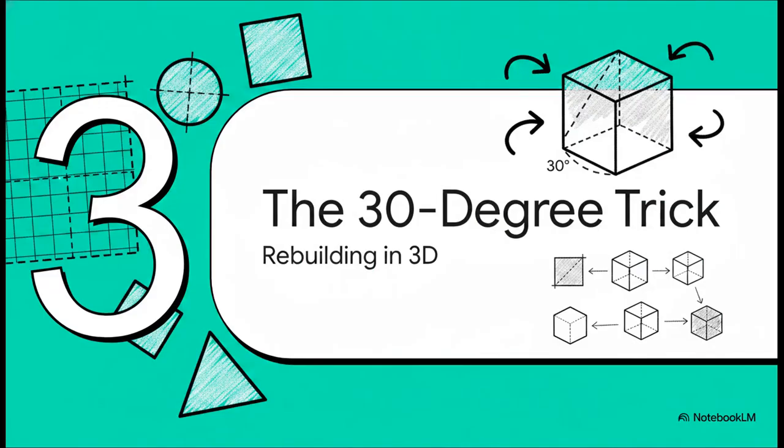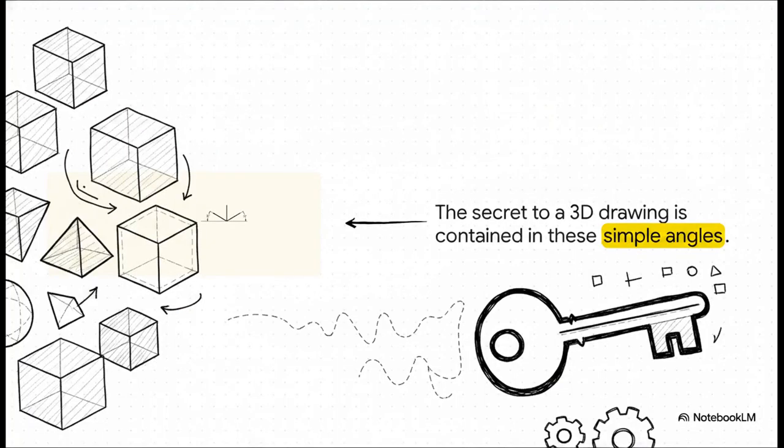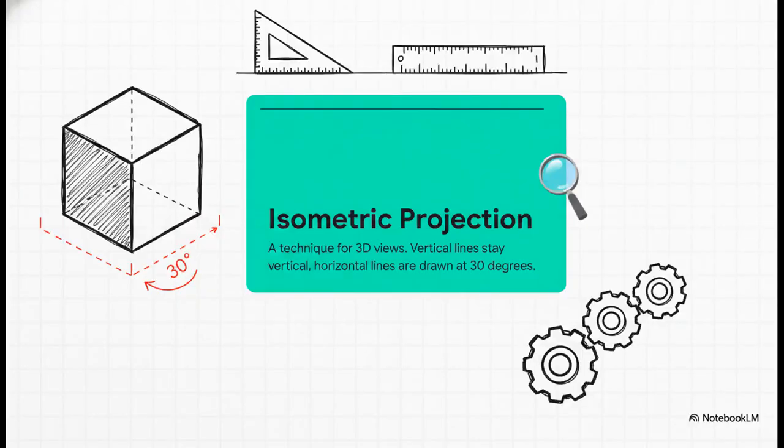Okay, but having the flat pieces is only half the battle. How do we actually rebuild that 3D image in our mind, or even on the page? Well, this is where a beautifully simple little trick comes into play. Believe it or not, the entire secret to drawing in 3D is hiding right here, in these simple angles. This one little geometric rule is the key that unlocks our ability to create a convincing 3D object from those flat plans. The technique is called isometric projection, and the rule is so simple it's almost funny.